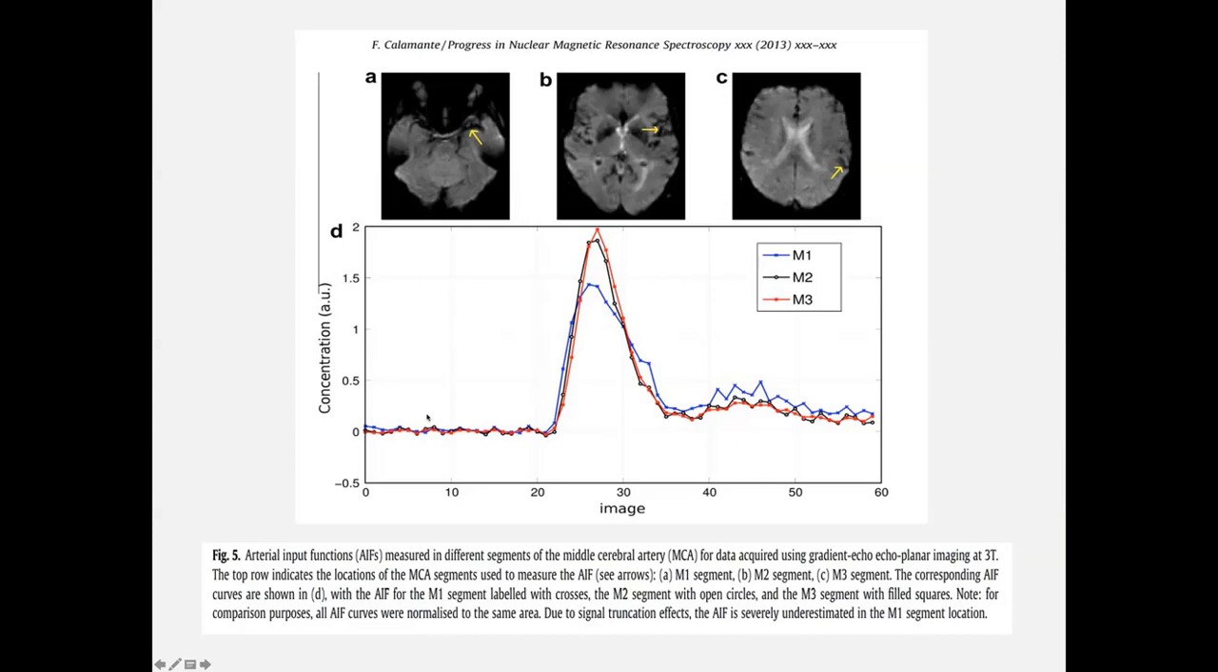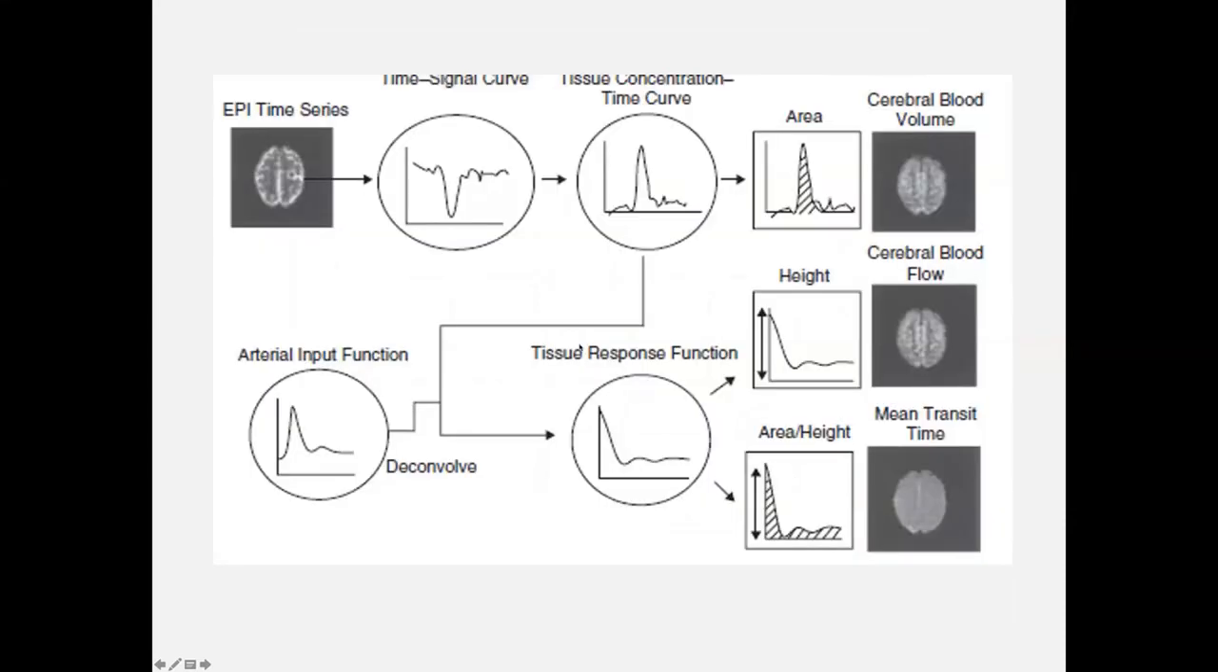Now, how do we do it? This is just to show how we obtain AIF. We just place an ROI on the MCA, and with time the concentration of contrast increases as we inject the bolus. Contrast comes here, it increases, it goes away. Now, this value is given to us by the computer, but it is a very important determinant of how we further obtain our CBV and CBF maps.